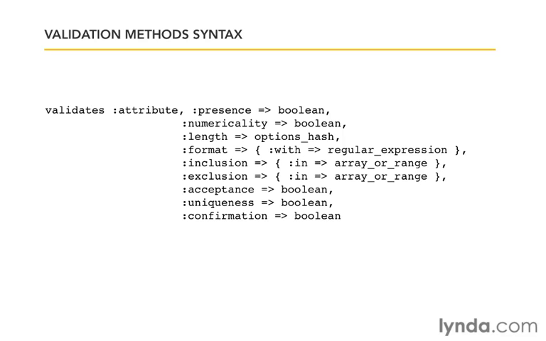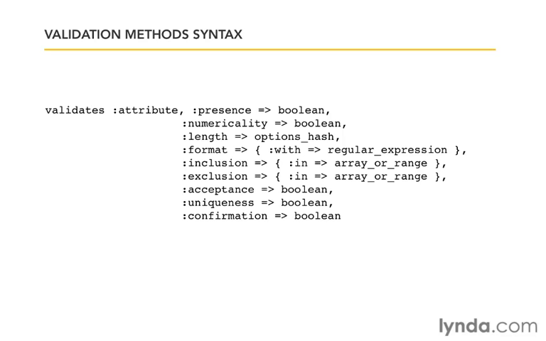You can actually take another shortcut and just pass in the regular expression itself. So format, and then the arrow followed by the regular expression. You don't have to put it inside the hash with. Same thing for inclusion and exclusion. You can just put the array or range and skip the step of in. This shortcut wrapper will add it back in for you before it calls the old method. And then for acceptance, uniqueness, and confirmation, we just pass in a Boolean.